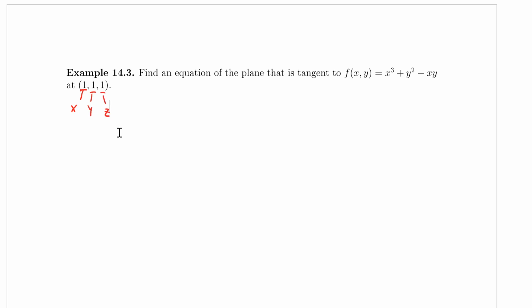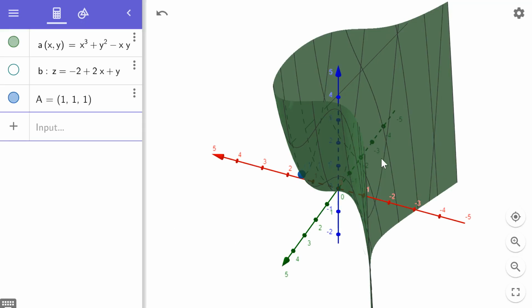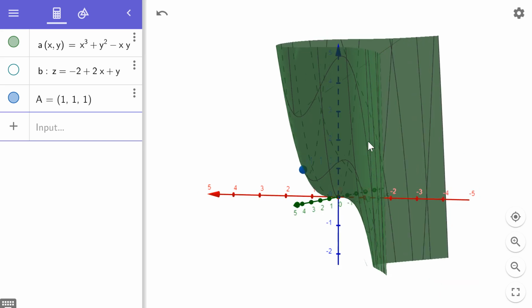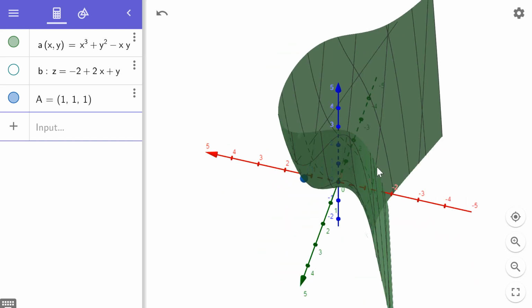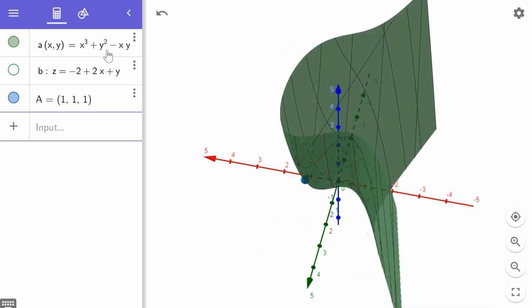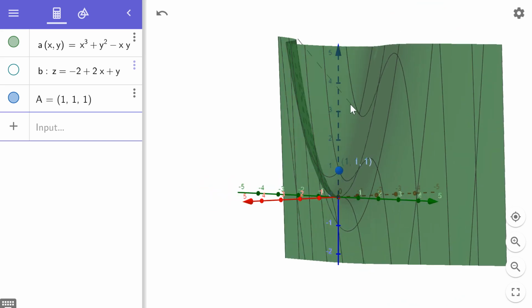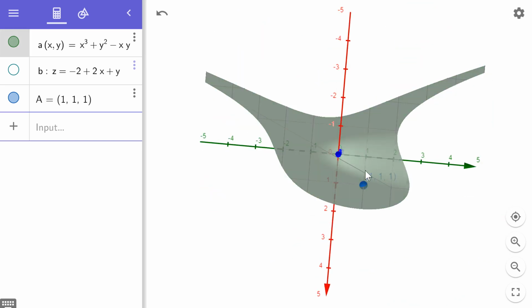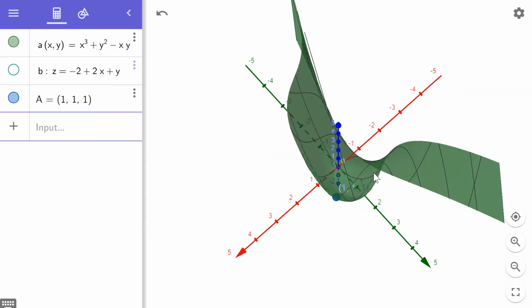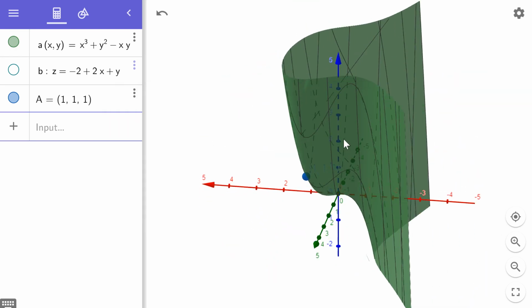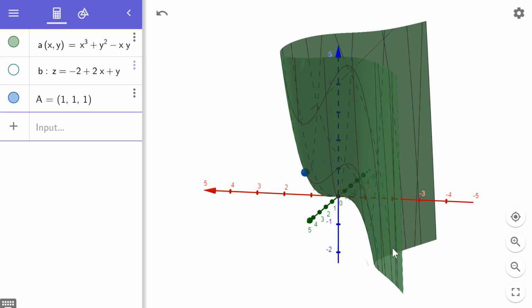So before I do the math, let me actually show you what the picture looks like. This surface is the graph of the function that we were looking at earlier, x cubed plus y squared minus xy. And I have this blue point 1, 1, 1, which is a point on the graph. I would like to have a plane that is tangent to this surface at this blue point.